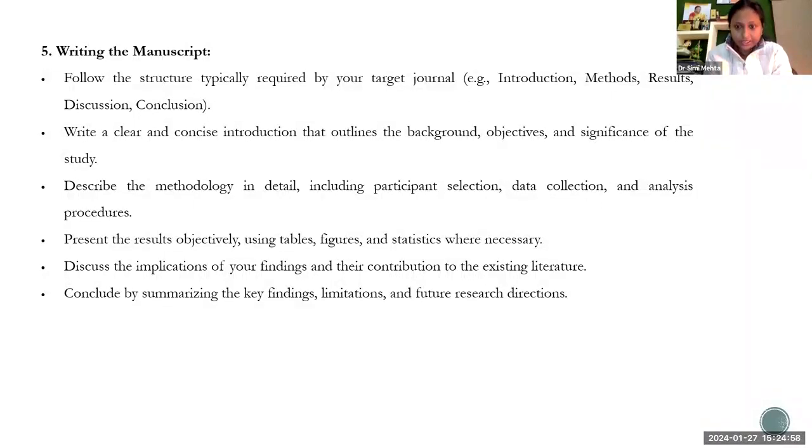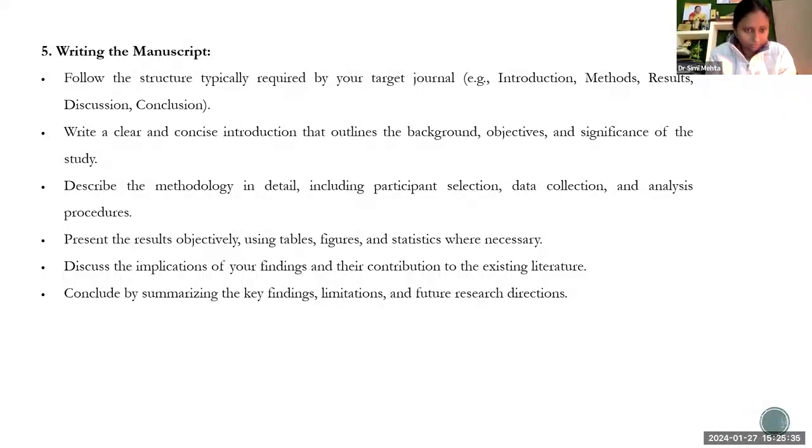Describe the methodology in detail, including participant selection, data collection, analysis, and procedures. Present the results objectively using tables, figures, and statistics wherever necessary. Discuss the implications of your findings and their contributions to the existing literature. And conclude by summarizing the key findings, limitations, and future research directions. There may be research gaps even at the end of your study. However, it may help other prospective researchers on your topic to study those areas as well.